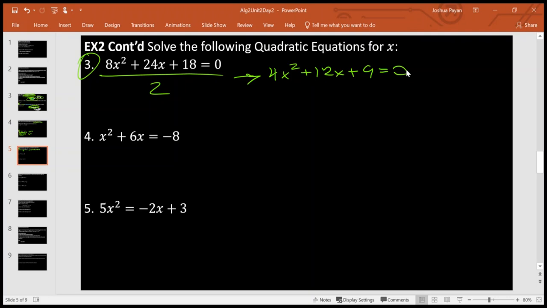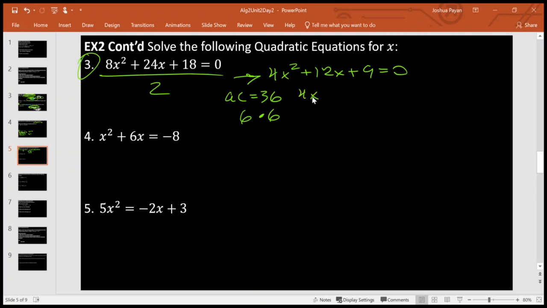Now I've got smaller numbers. Now the world's a better place. We're happier. A is not equal to 1, so that means I'm going to have to go ahead and do AC grouping. 4 times 9 gives me my AC. And we need to think, what are the factors of AC that combine to give us that positive 12? Pretty obvious what it's going to be. It's going to be 6 and 6, right? 6 times 6 gives me 36. 6 combines with 6 to give me this plus 12.